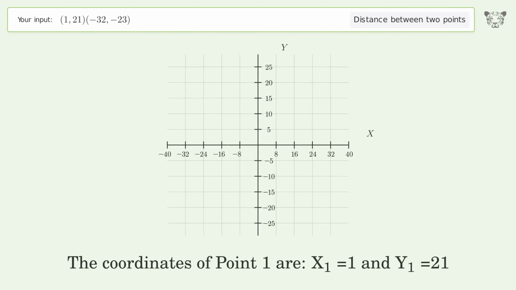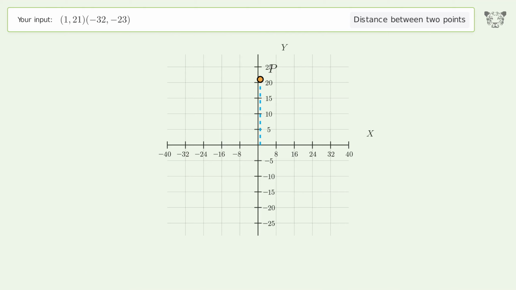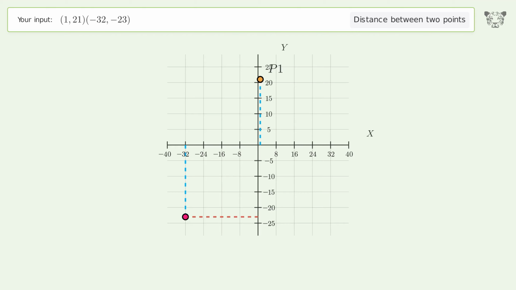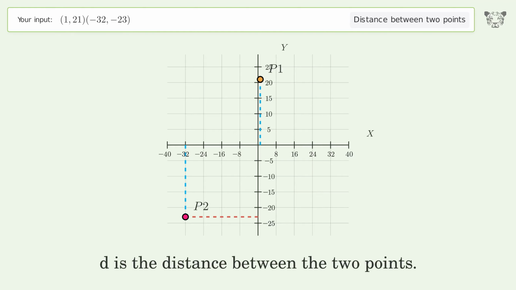The coordinates of point 1 are, x1 equals 1 and y1 equals 21. The coordinates of point 2 are, x2 equals negative 32 and y2 equals negative 23. D is the distance between the 2 points.